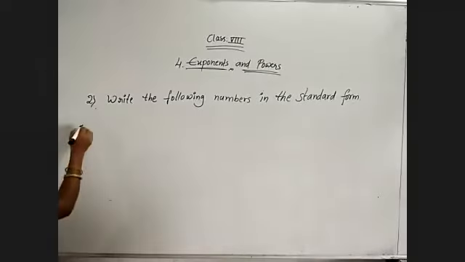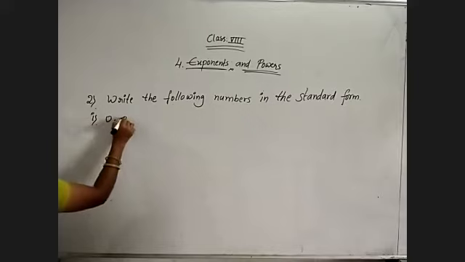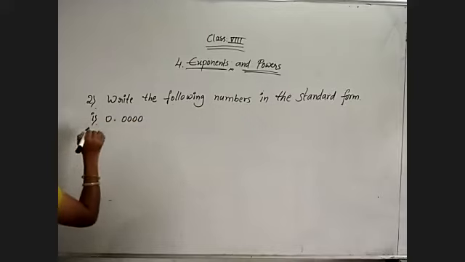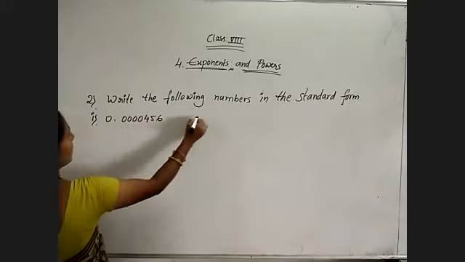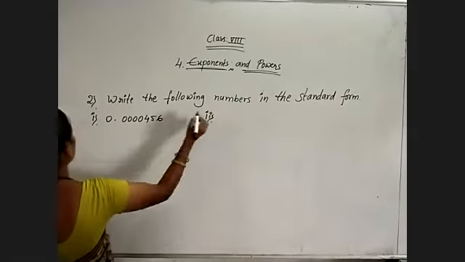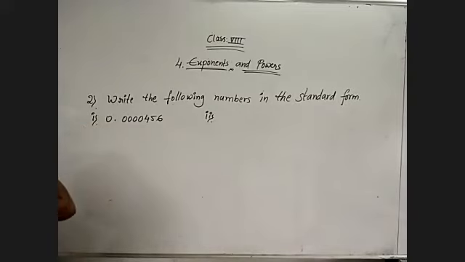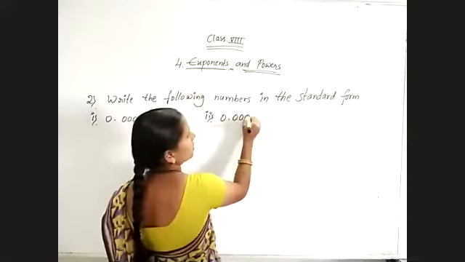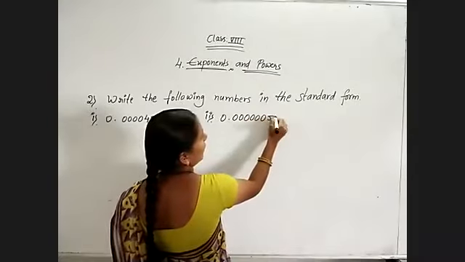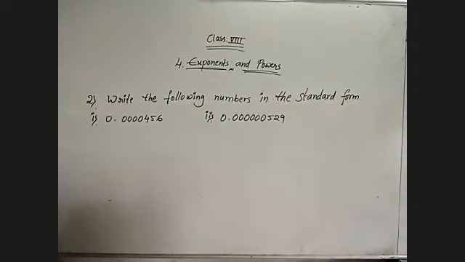And my first question is 0.0000456. And the second question is 0.000000529, with six zeros after the decimal point and then 529 given. So first we will finish these two problems.